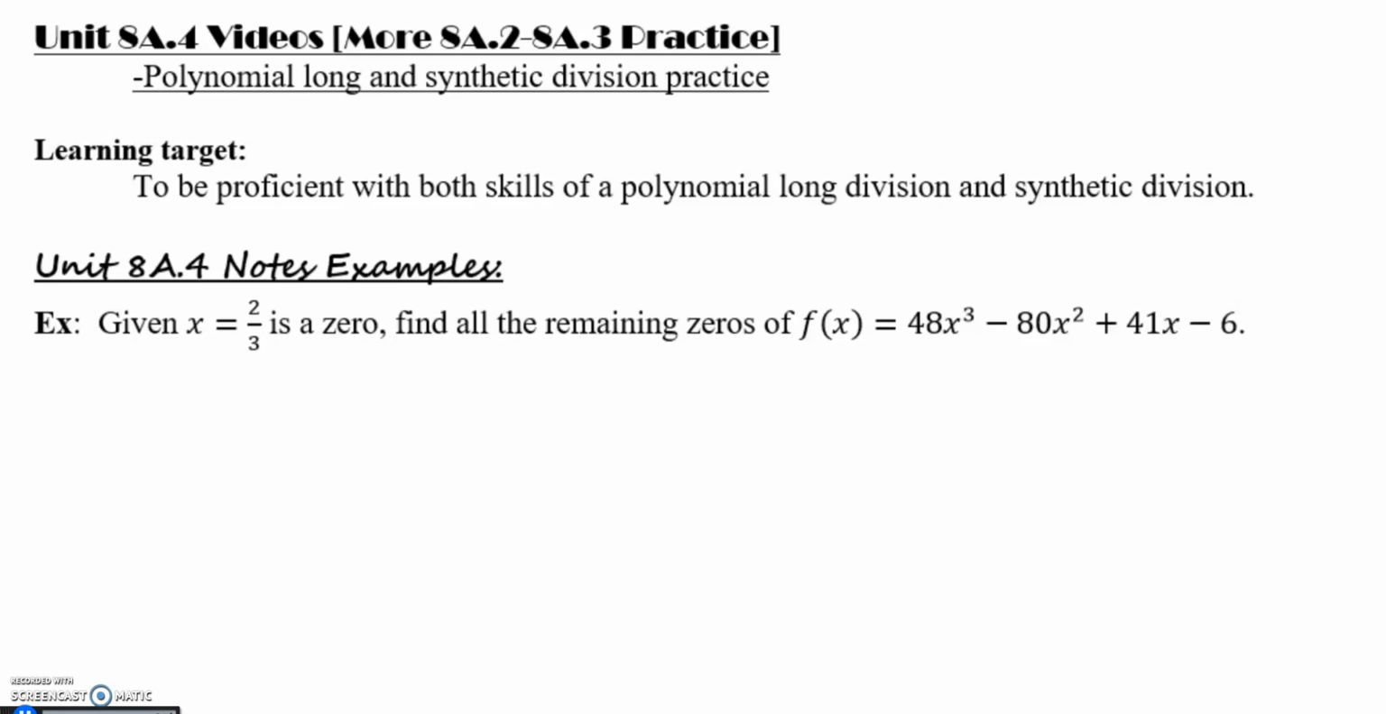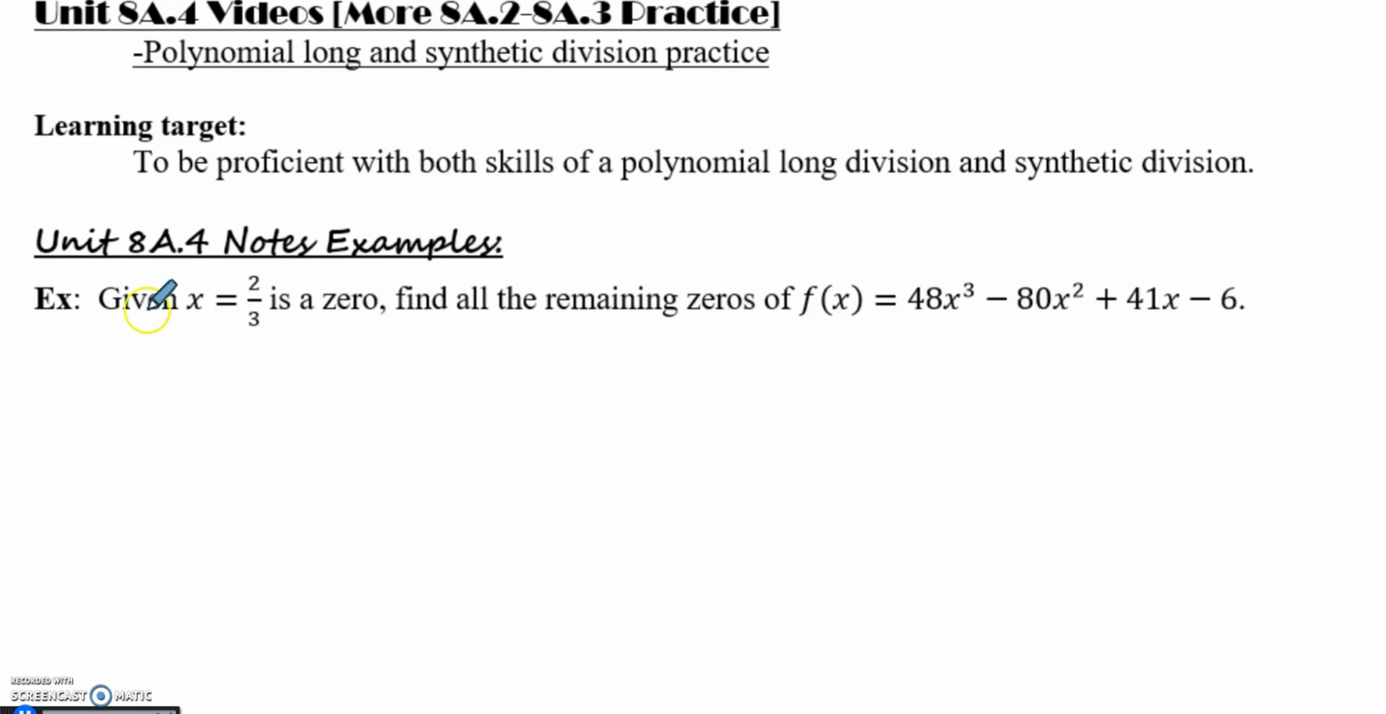Hello everyone and welcome to the Unit 8A.4 video, which is more practice with synthetic division and long division. And some of the problems you will recognize as similar to previous notes. And some of the questions have the same idea but have a little bit more difficulty, which is why we wanted to make a video to go along with this extra practice.